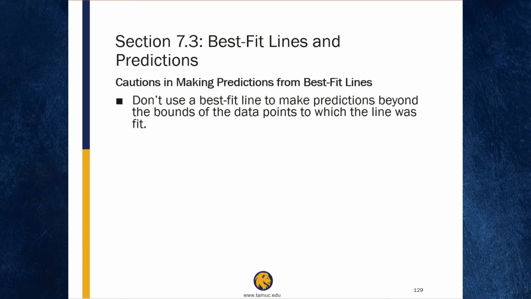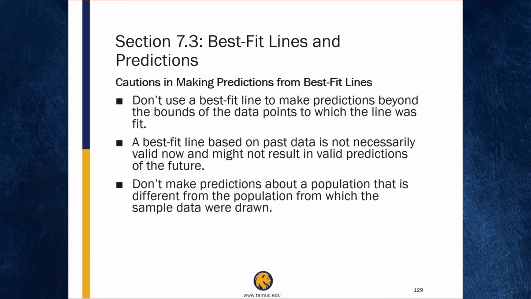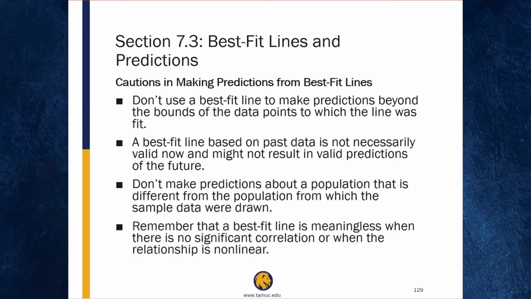Another thing is we don't use the best fit line to make predictions beyond the bounds of the data points to which the line was fit. A best fit line based on past data also is not necessarily valid now and might not result in valid predictions for the future. Also, we don't make predictions about a population that is different from the population from which the sample was drawn. So remember that a best fit line is meaningless also when there is no significant correlation or when the relationship is nonlinear.